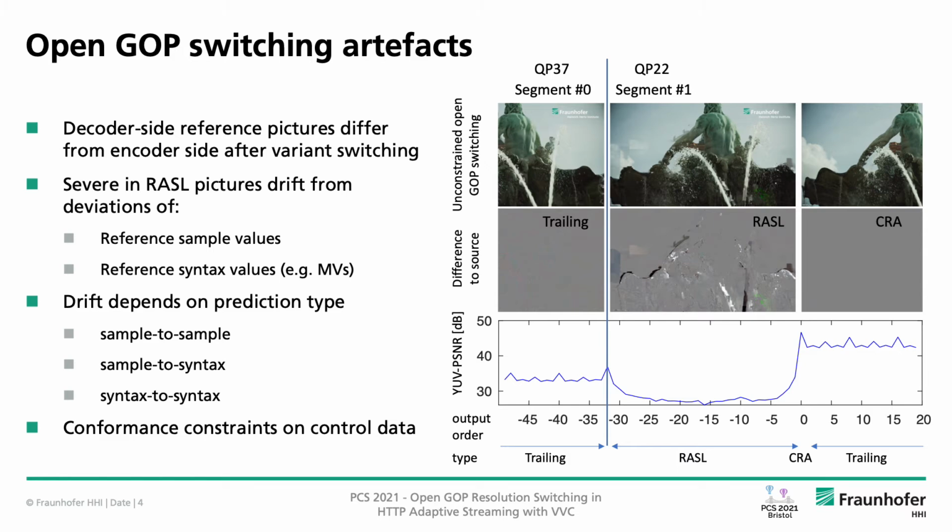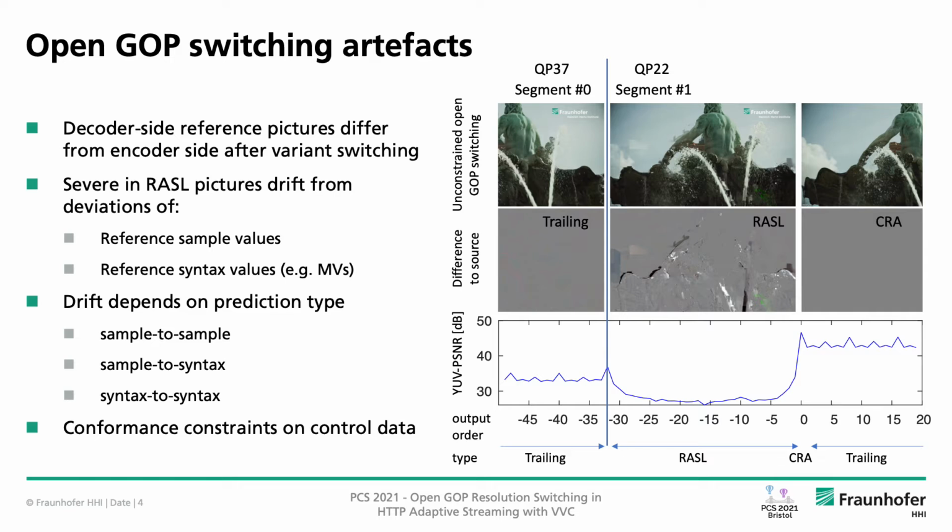So what happens when we use these efficient OpenGOP coding structures and perform bitstream switching with them? Here on the right-hand side, you have a figure that illustrates bitstream switching based on the QP, or the bitrate. It's noticeable that the leading pictures, the RASL pictures here in the middle, are reconstructed with severe drift artifacts. It's especially noticeable in the difference pictures, but also on the bottom in the PSNR domain, you see a clear drop here. So there are artifacts.